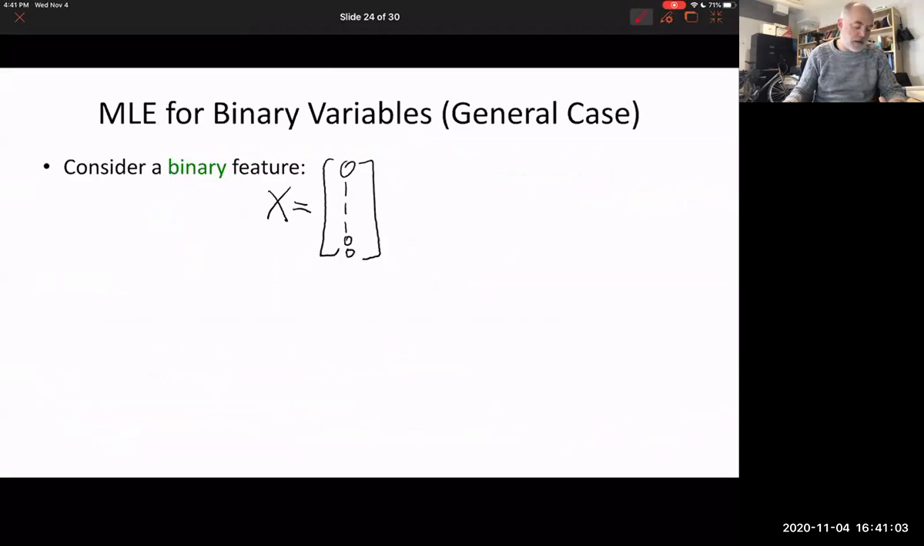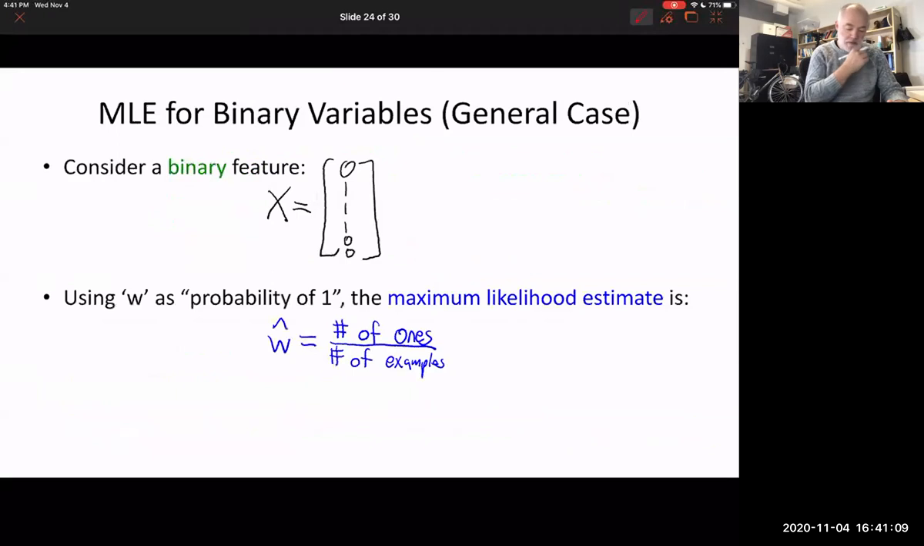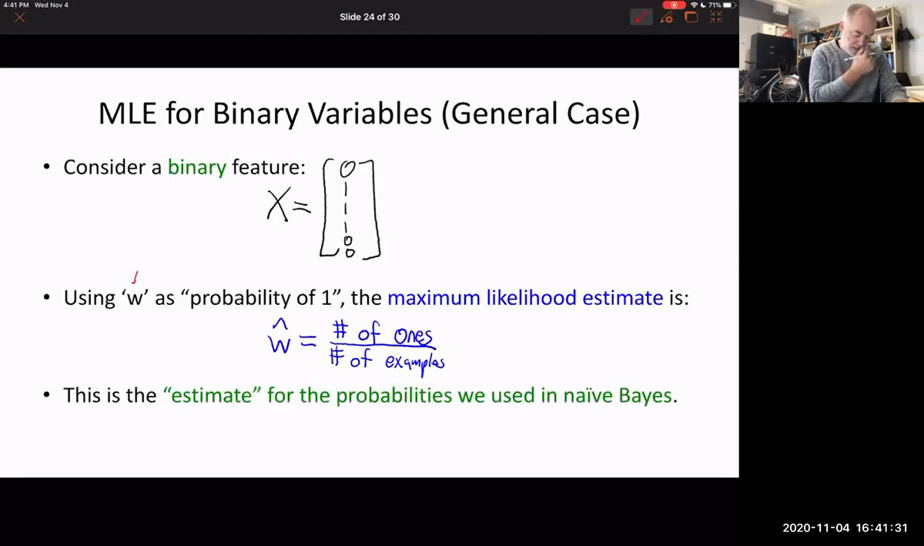So how do we do maximum likelihood for binary variables, which is the general case of what we just talked about? These are heads and tails, and so on. How do we do it for binaries? If we say W is the probability of 1, then a derivation will say that the maximum likelihood estimate under a Bernoulli likelihood model of the parameter W is just counting the number of ones over the number of examples.